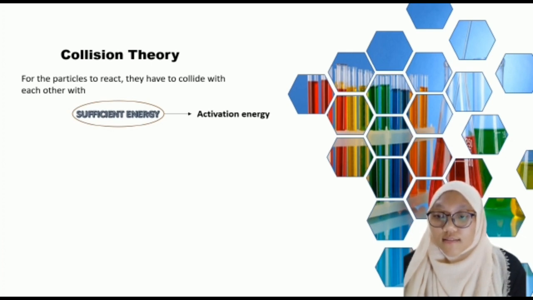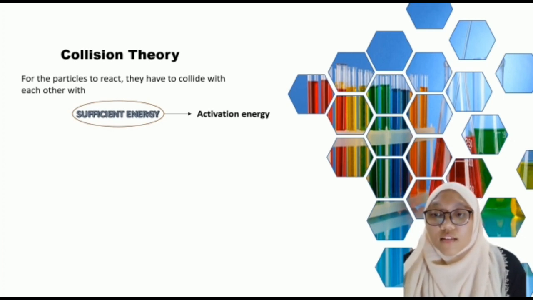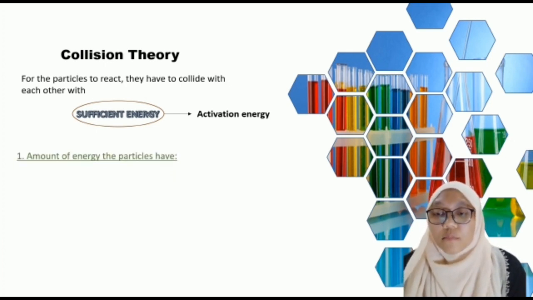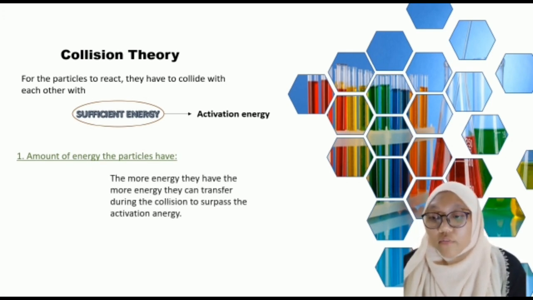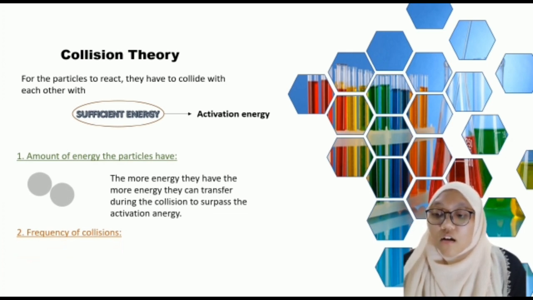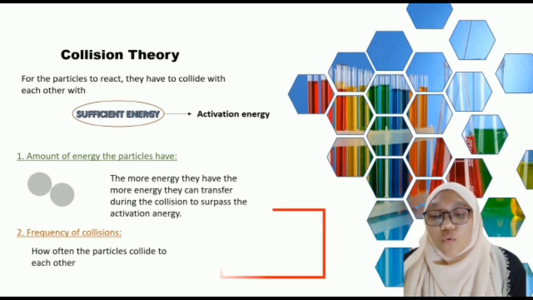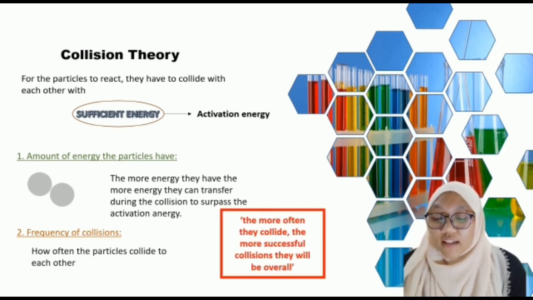If we think about the entire reaction, which involves tons of reactions, then the rate at any particular point depends on two main things. The first one is the amount of energy the particle has. The more energy they have, the more energy they can transfer during the collision to surpass the activation energy. The second thing is the frequency of collision, which is how often the particles collide with each other. We also must know that the more often they collide, the more successful collisions there will be overall.